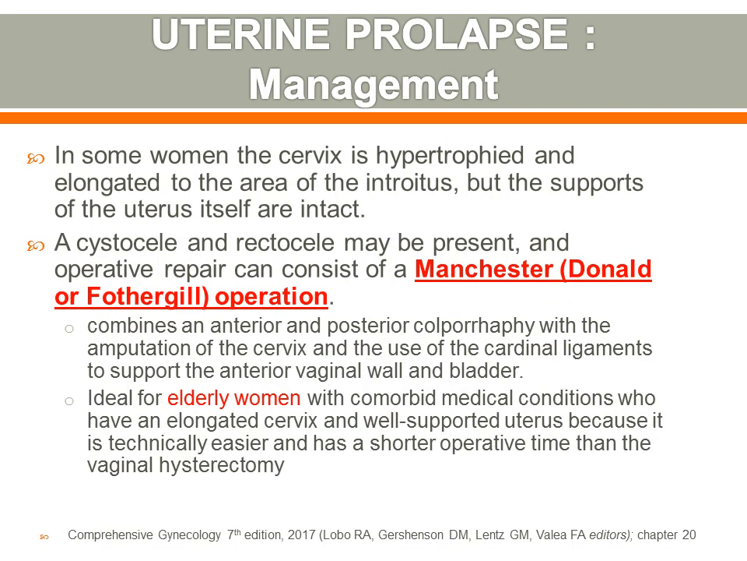In some women, the cervix is hypertrophied and elongated to the area of the introitus, but the supports of the uterus itself are intact. A cystocoele and rectocoele may be present, and operative repair can consist of a Manchester, Donald or Fothergill operation. This combines an anterior and posterior colporrhaphy with the amputation of the cervix and the use of the cardinal ligaments to support the anterior vaginal wall and bladder. This is ideal for elderly women with comorbid medical conditions who have an elongated cervix and well-supported uterus, because it is technically easier and has a shorter operative time than the vaginal hysterectomy.